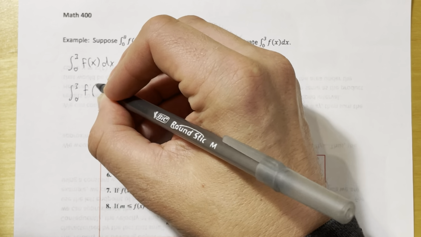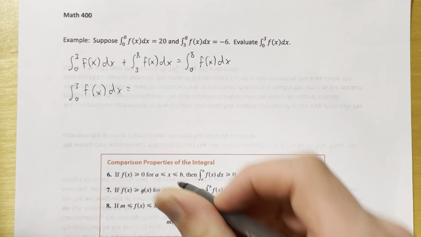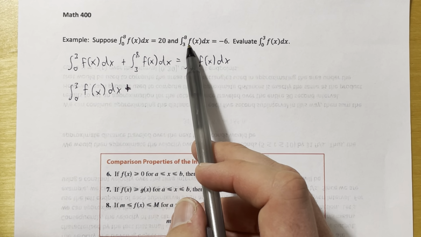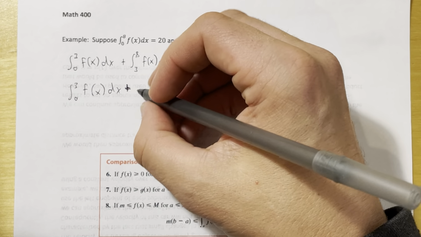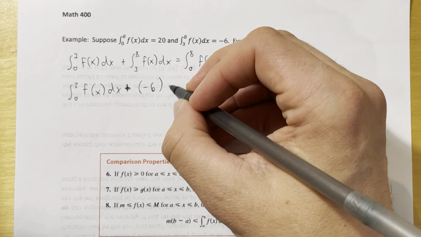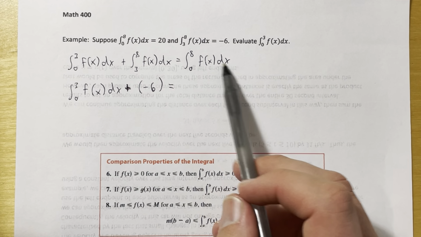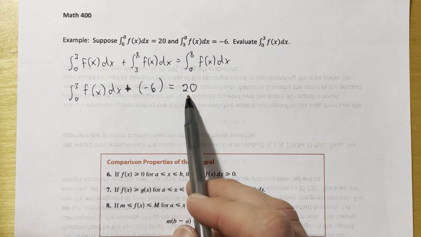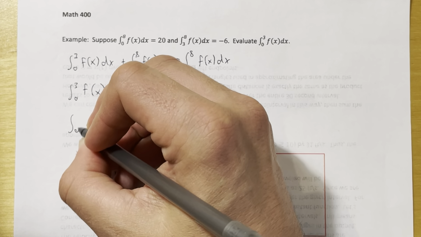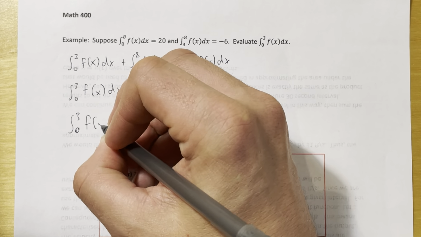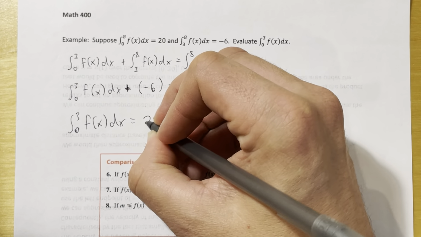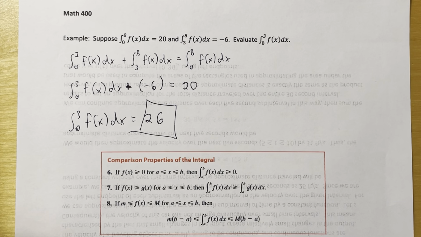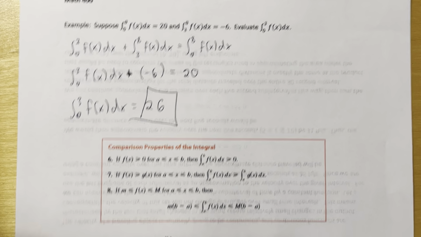The integral from 0 to 3 of f of x dx is equal to, plus the integral from 3 to 8 of that function, which is negative 6. So plus negative 6 equals the integral from 0 to 8 of f of x dx, which we're told is 20. Okay? If I add 6 to both sides, I'll have what I'm looking for. That would be 26. Okay? Notice we were able to do that without knowing what f of x was. We just used the properties.